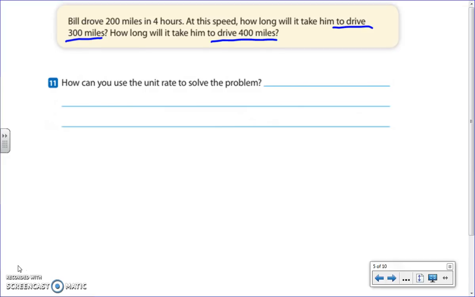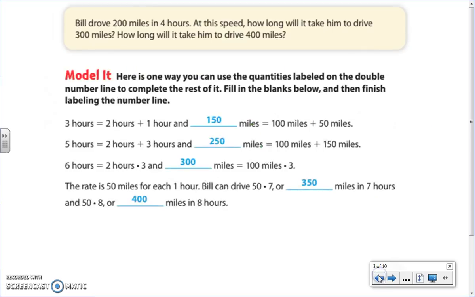If we're trying to figure out how long it takes him to drive 300 miles, and I know that 50 miles takes 1 hour, I need to know how many 50s fit into 300. That will tell me how many hours it takes me, because each one of these represents 1 hour. Okay, so how many 50s fit into 300 represents how many hours I will have altogether. So 50 I know goes into 300 6 times. So I'm going to say that that answer to how long it takes him to drive 300 miles would be 6 hours. I can confirm that again with my double number line.